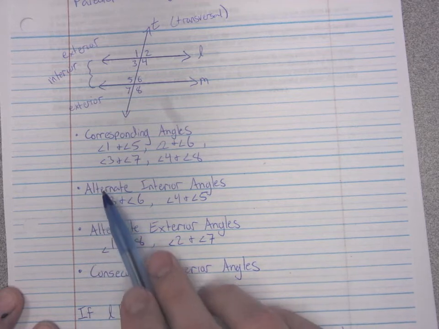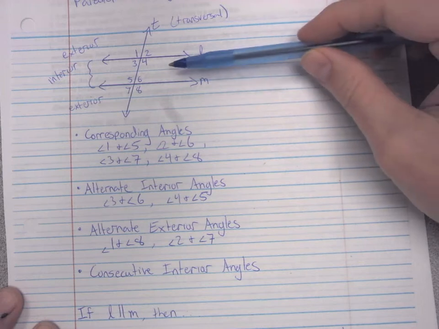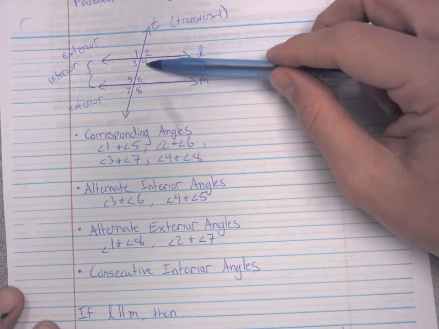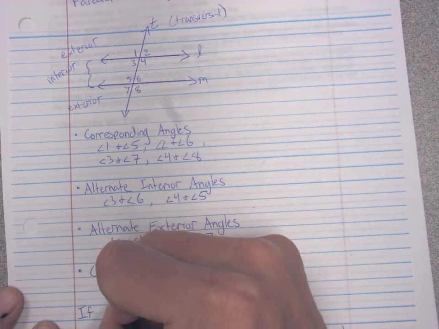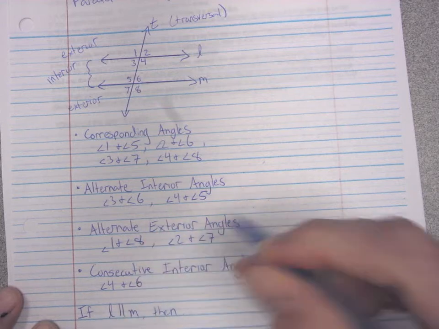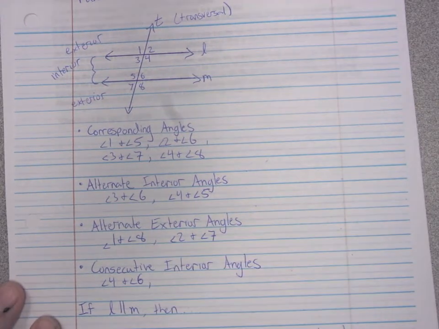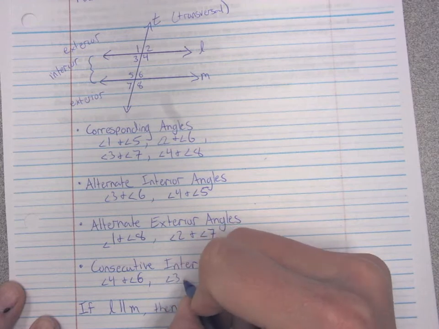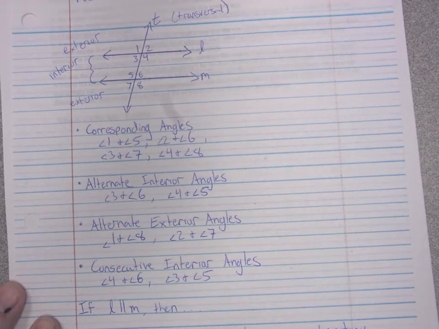So alternate means kind of like opposite side, consecutive means same side. So we're talking about their interior angles, right? These are our 4 interior angles, but they're on the same side of the transversal. So angle 4 and angle 6 are a pair of consecutive interior angles. Okay, so you try to find the other pair. If you said angle 3 and angle 5, you are correct. Those are consecutive interior angles.